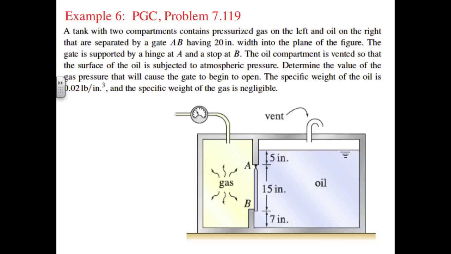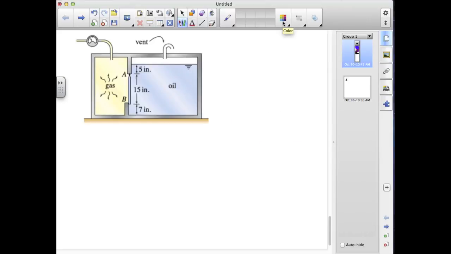Here we have a problem involving a tank with 2 compartments. The left contains a pressurized gas, and on the right we have oil with a specific weight of 0.02 pounds per cubic inch. We want to determine the value of the gas pressure that will cause the gate to begin to open. Here our enveloping surface will involve the gate. We have a pin connection at A. We're breaking contact at B, so there won't be any force there.